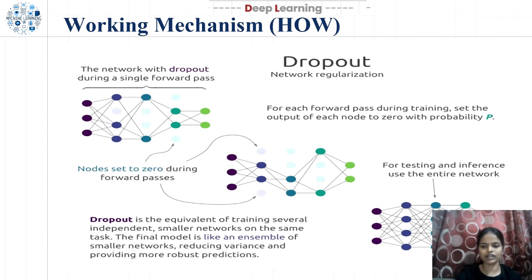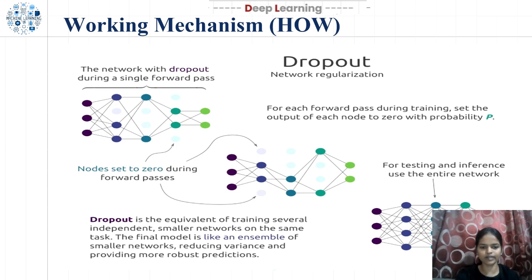Let's see the working mechanism through this diagram. The network will drop out nodes during a single forward pass. These nodes are set to 0 during the forward pass. The nodes shown in light color are set to 0. That means these nodes are dropped out from the output, so their outputs will not be considered in the overall output of the model.